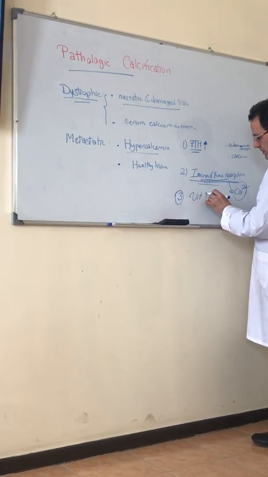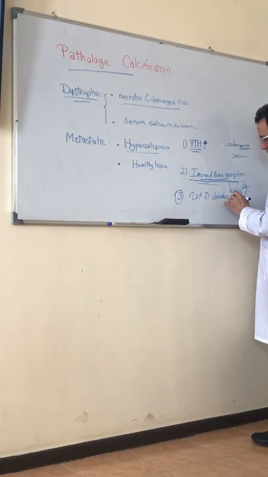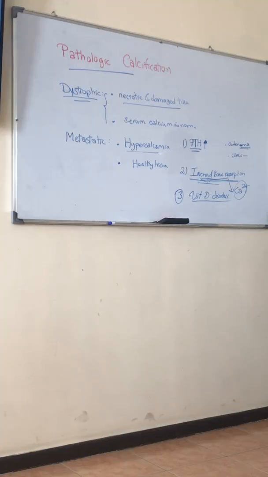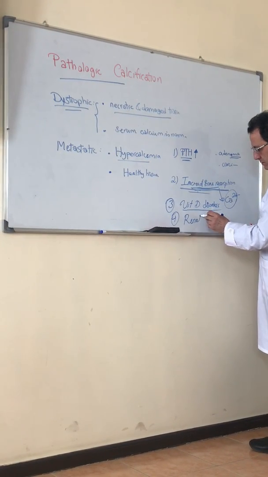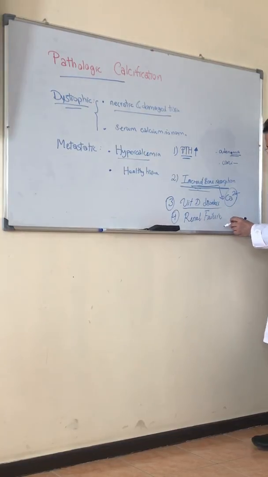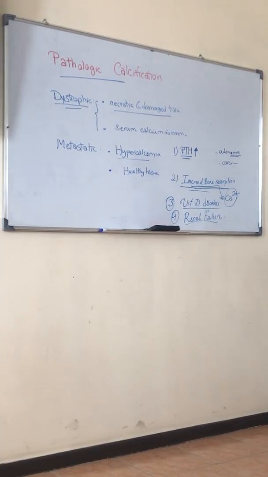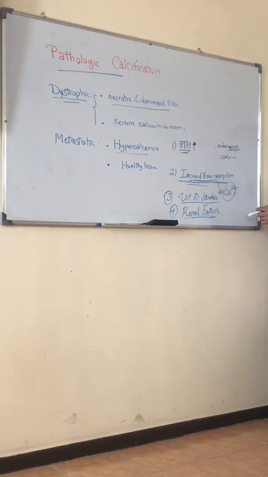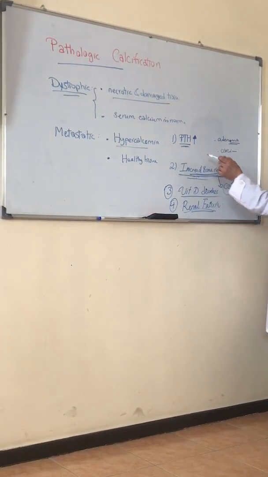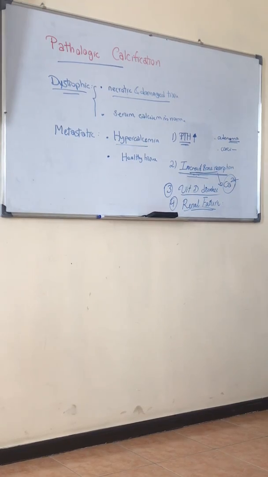Vitamin D disorders, such as vitamin D intoxication. Some diseases such as sarcoidosis, where the vitamin D receptor is abnormal. And renal failure. Renal or kidney failure, where there is increased retention of phosphate, and this retention of phosphate causes an increase in PTH. So here, renal failure of any cause can cause increased phosphate retention and then an increase in parathyroid hormone and hypercalcemia.